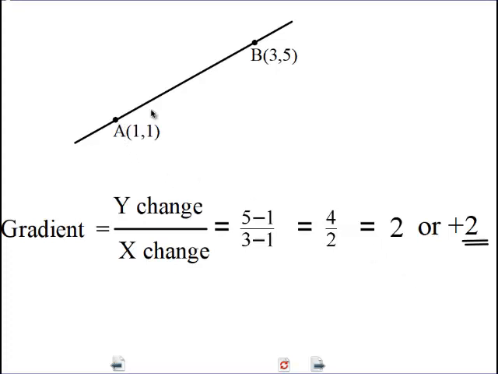So in other words, if you want to get the gradient of a line, first of all, you choose any 2 convenient points on the line, find their coordinates, see how the y coordinate has changed, in this case from 1 to 5, that is a change by 4. See how the x coordinate has changed from 1 to 3, that is a change of 2. When you divide those 2 numbers, whatever you get as an answer will be your gradient.